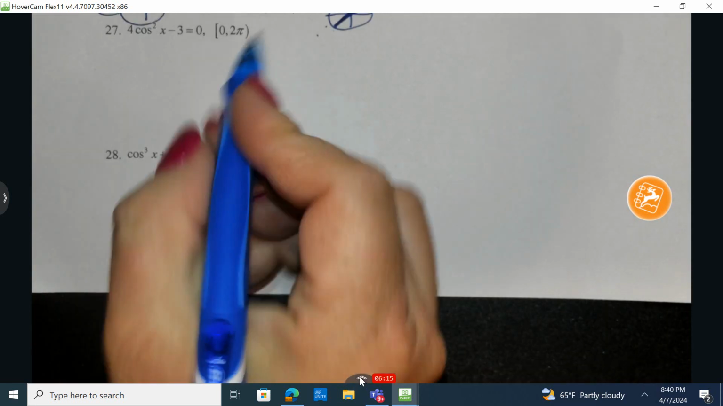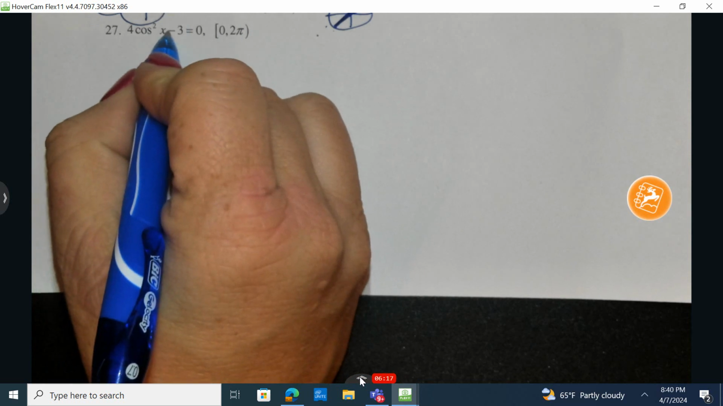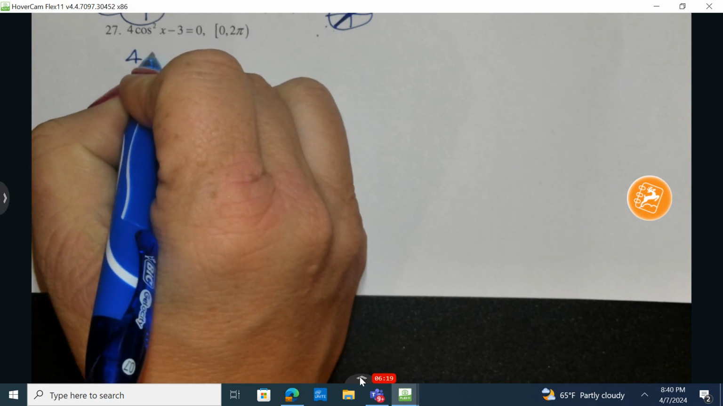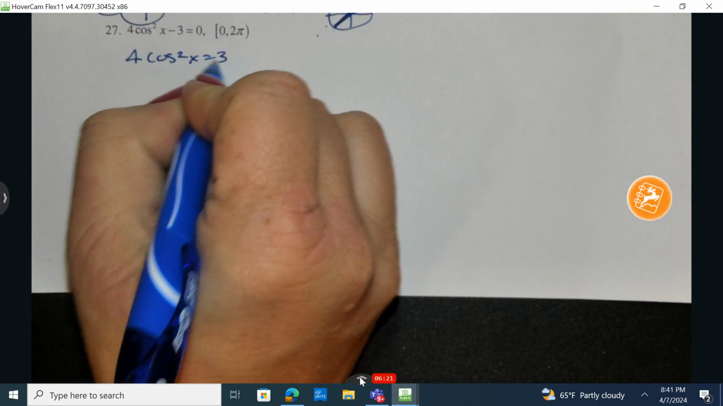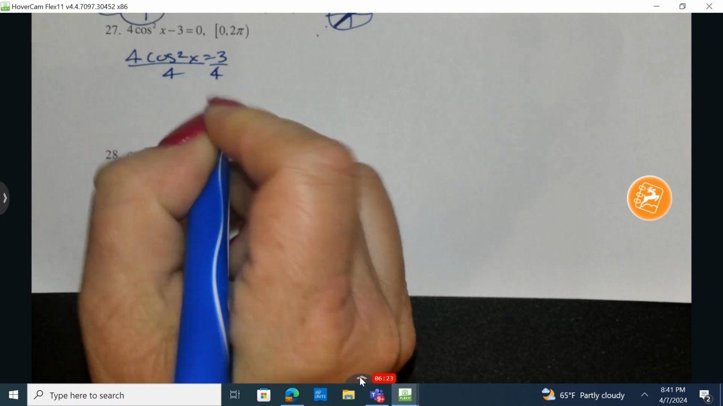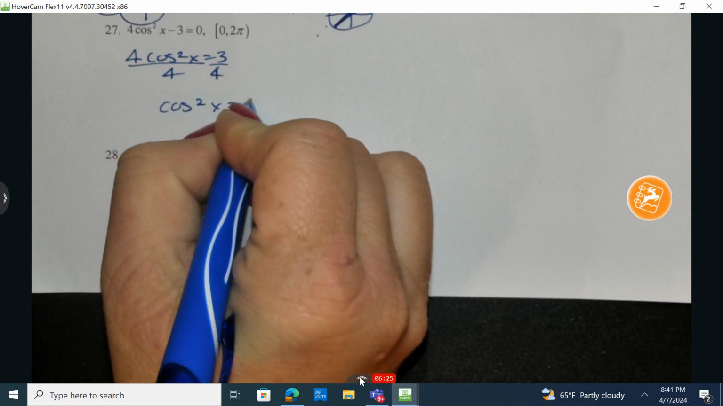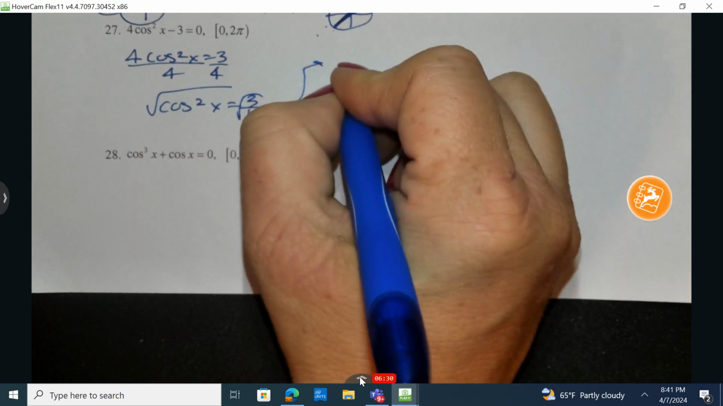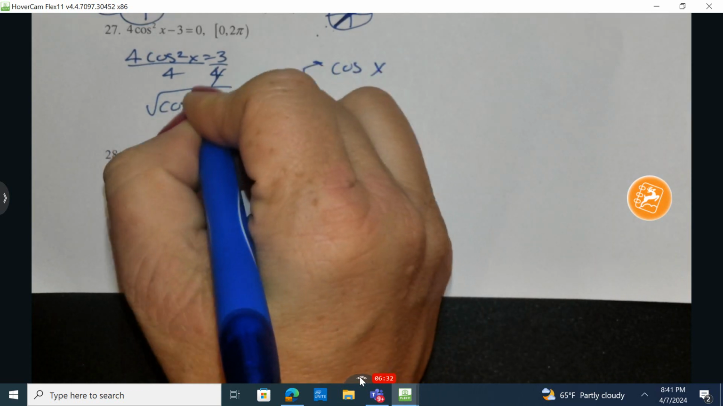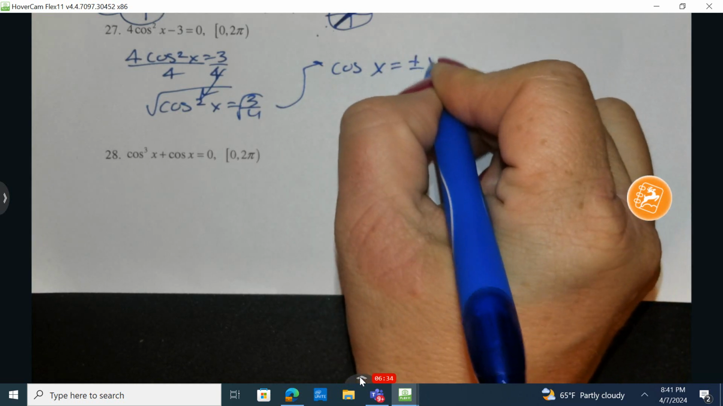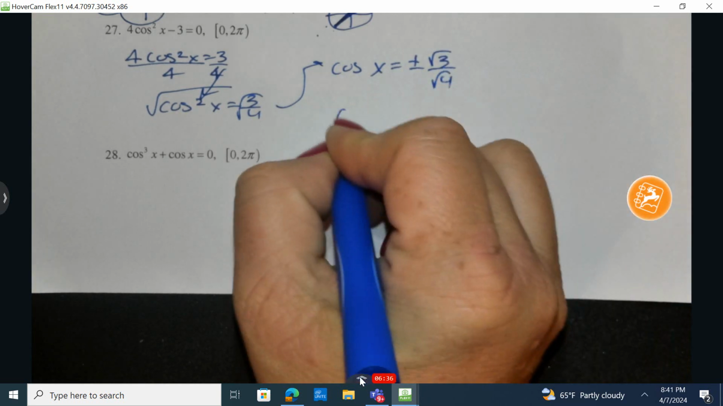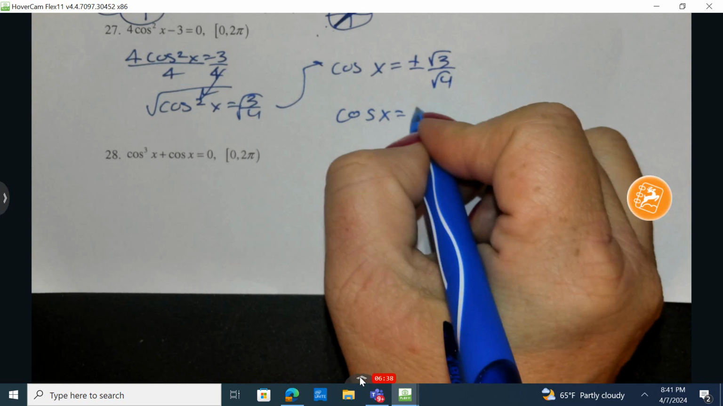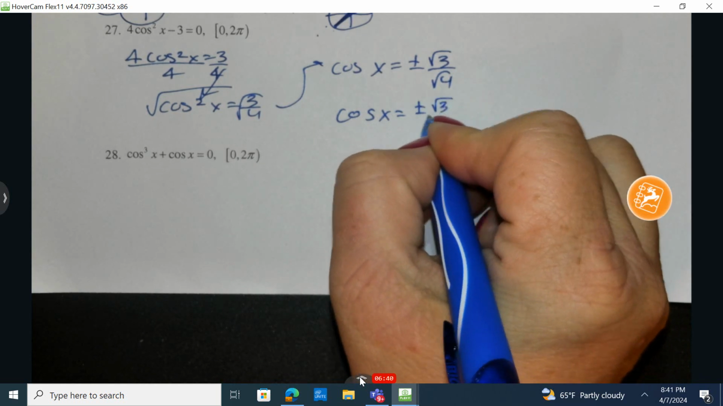All right, for number 27, I can see the given interval. I'm going to start by adding 3 to the opposite side: 4 cosine squared x equals 3. Then I'm going to divide by 4. So I have cosine squared x equals 3/4. Then I'm going to take the square root. Coming back over here, I have the cosine of x, 2 answers, equals plus or minus the square root of 3 over the square root of 4.